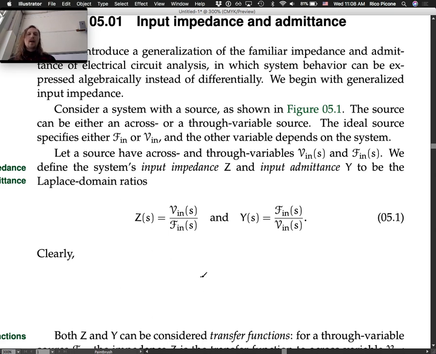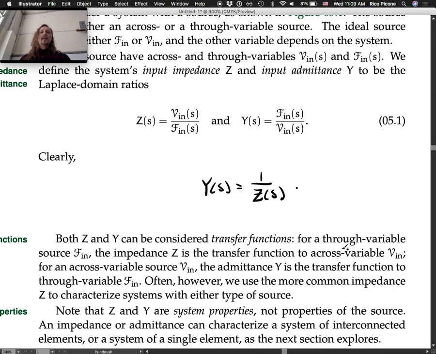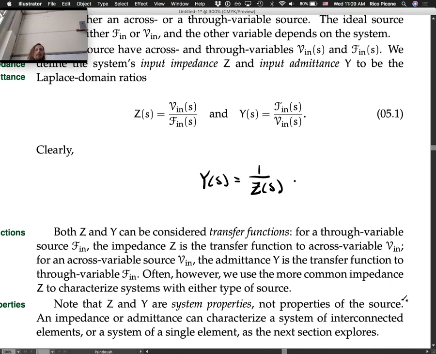Clearly, y of s, the admittance, is the reciprocal of the impedance, right? Both z and y can be considered transfer functions. For a through variable source, F in, the impedance z is the transfer function to a cross variable V in. Okay? Remember, output over input is our definition of a transfer function in the Laplace domain. So it's in the Laplace domain. We have a transfer function already there. For an across variable source V in, the admittance y is the transfer function to through variable F in.